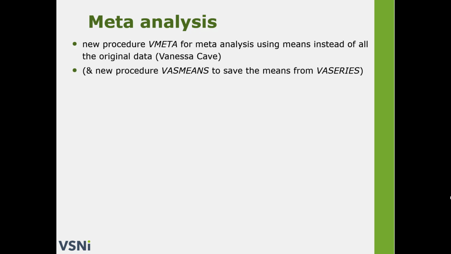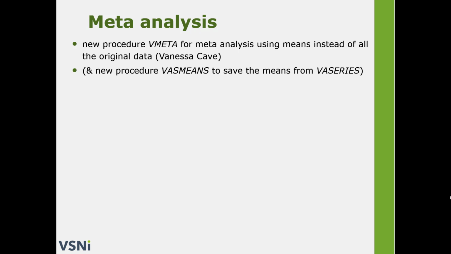But we do know that sometimes this can be challenging because you may have many variance parameters to estimate, and REML may find that a bit of a struggle. In the 21st edition, we have a new procedure, VMETA, written by Vanessa, based upon a paper by Madden, Piepho and Paul in phytopathology, which does what they call network meta-analysis, where you use the means from the individual trials, so in other words, more than just the one contrast, instead of analysing the whole of the original data.